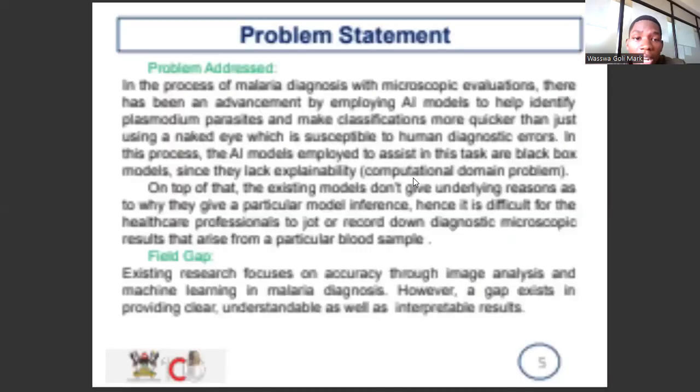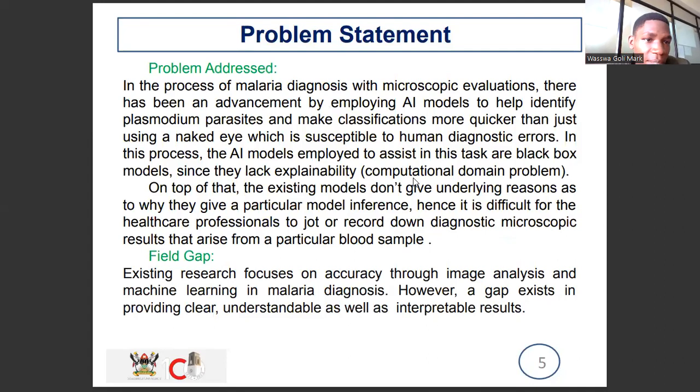fatigue too. And so to take you through the problem statement, first of all, in the process of malaria diagnosis, we see that there has been an advancement by employing AI models to help identify these parasites and make classifications more quickly than just using the naked eye, which is susceptible to human diagnostic errors. And in this process, these AI models that are employed to assist in this task are black box, since they lack explainability. And this is a computational domain problem.